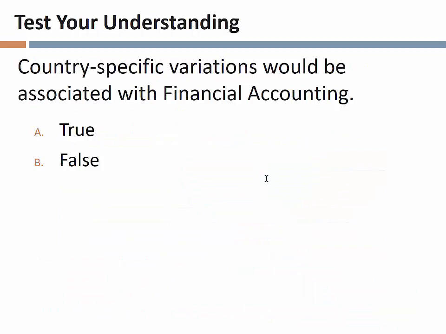Okay, this is a good place for one of our little test your understanding sections. True or false? Country-specific variations would be associated with financial accounting. True. Different countries, different laws. This points out the fact, however, that managerial accounting could be standardized globally. We can do what we want with that, so the fact that it's one country versus another is not really a decision point there.